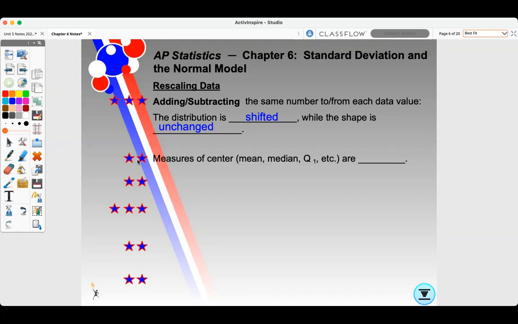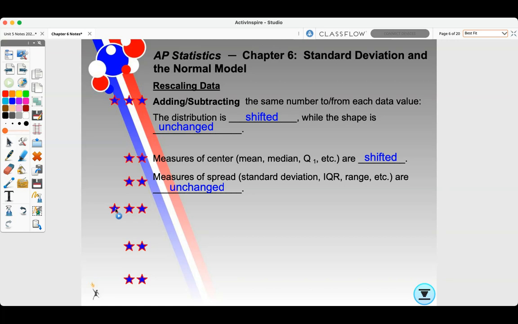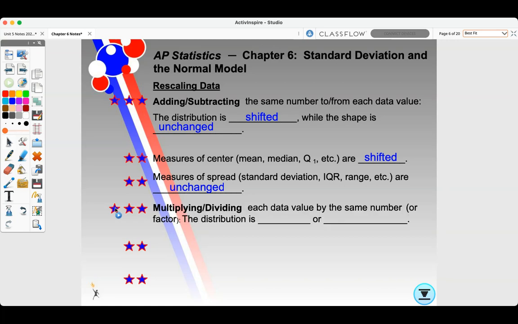Measures of center, mean, median, Q1, etc., are shifted. Measures of spread, standard deviation, IQR, range, etc., are unchanged. Multiply and divide each data value by the same number or factor.